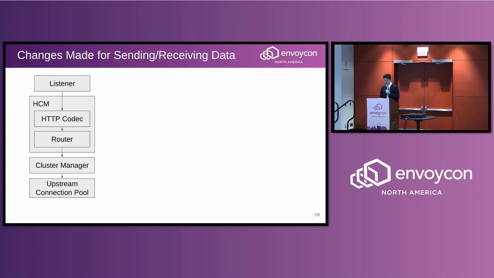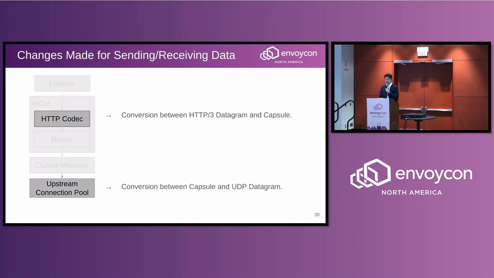Now let's switch gears to the data path. I'll explain how we changed Envoy to enable data exchange through the established UDP tunnel. As I mentioned earlier, HTTP datagrams and capsules are used to send data after the UDP tunnel is established. We've made the following changes in the HTTP3 codec and upstream connection pool to support HTTP3 datagrams and capsules.